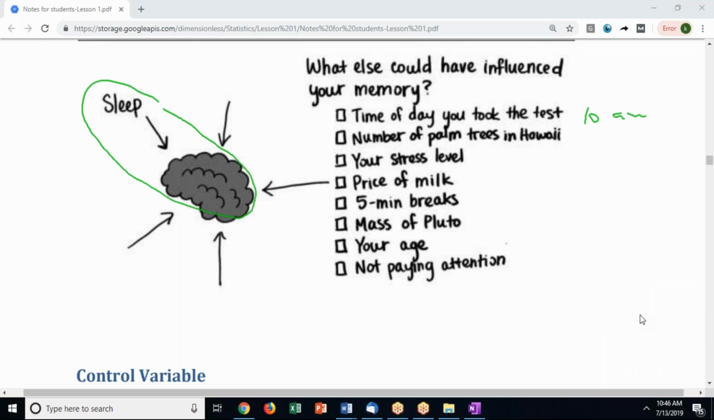Because again, the impact is now minimal of the lurking variable. So the time of the day you took the test, that particular variable is a lurking variable, right? And when you say that everybody is taking the test at the same time, we are trying to control that lurking variable. We have controlled one of the lurking variables.